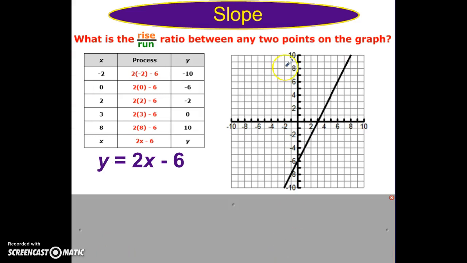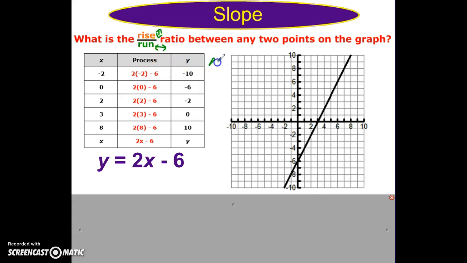Moving on to the slope portion of the notes, what is the rise-run ratio between any 2 points on the graph? So the rise is how much that it goes up and down. The run is how much it goes side to side.